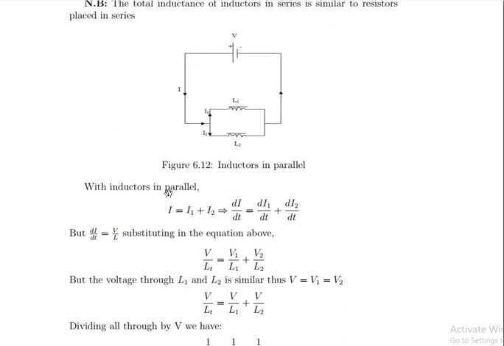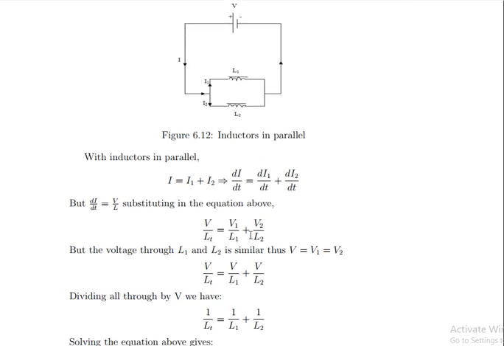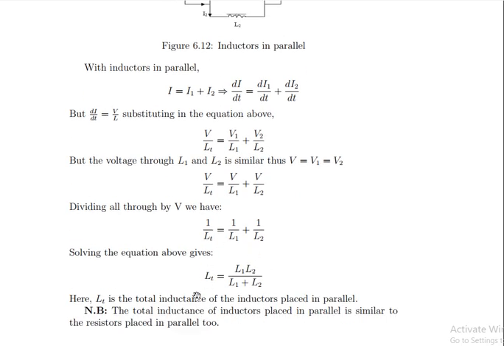Now in parallel, we see that I is equal to I1 plus I2, which implies that di all over dt is equal to di1 all over dt plus di2 all over dt. So when we substitute, we need to know that di all over dt is equal to v all over L. So you are going to have v all over L total is equal to v1 over L1 plus v2 over L2. All this makes the total inductance in parallel equal to L1 L2 all over L1 plus L2. And this formula is similar to that for resistors which are in parallel.